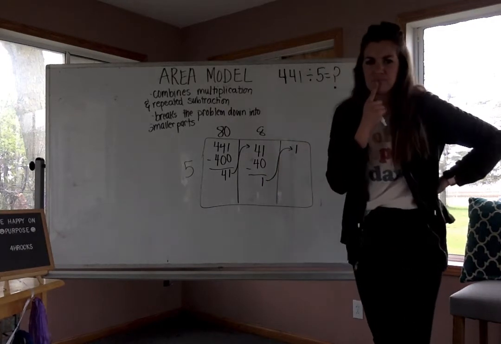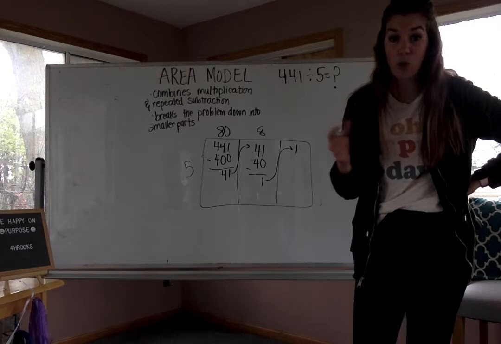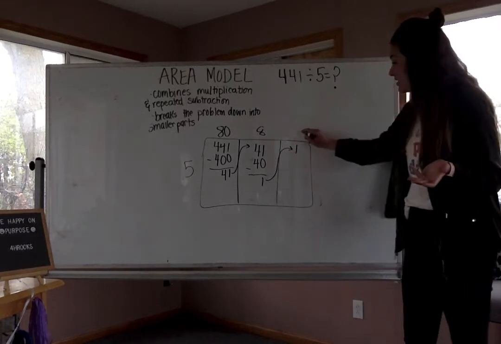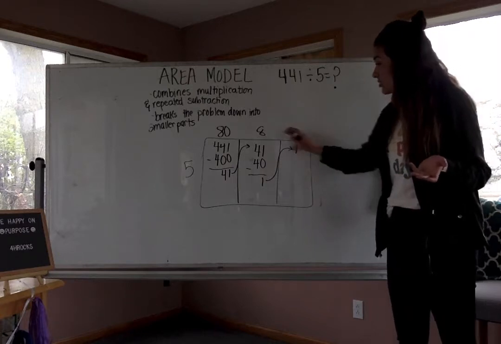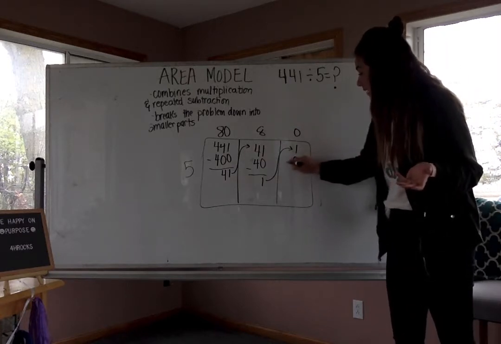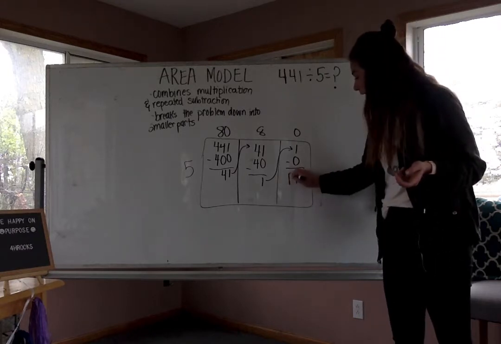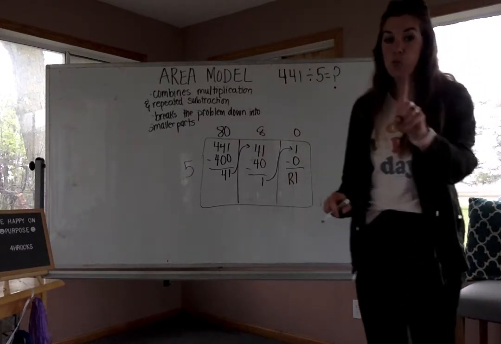Now, if I skip count by 5s, I'm already larger than 1, which means this has to be a 0 here. So 0 times 5 is 0. And when I subtract, I'm left with 1. Okay, that is in fact a remainder. There is just 1 left over.